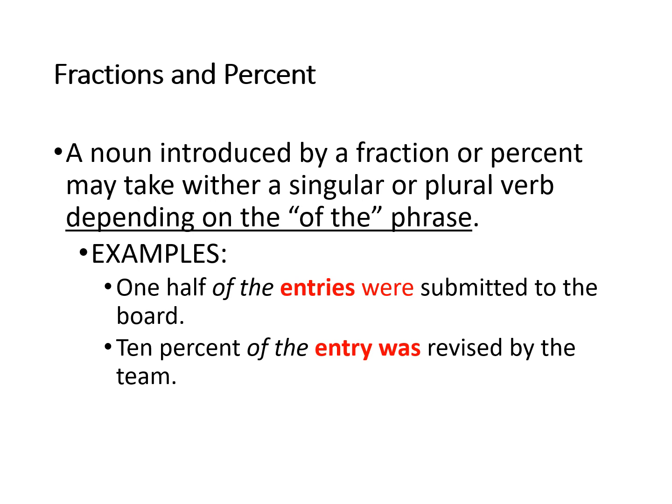Now we have here two examples. In the first example, the word that comes after the of phrase is the word entries. Now since entries is a plural noun, then therefore the verb is plural as well. In the second sentence, the word that comes after the of phrase is the word entry. Now since entry is singular, then the verb is also singular.